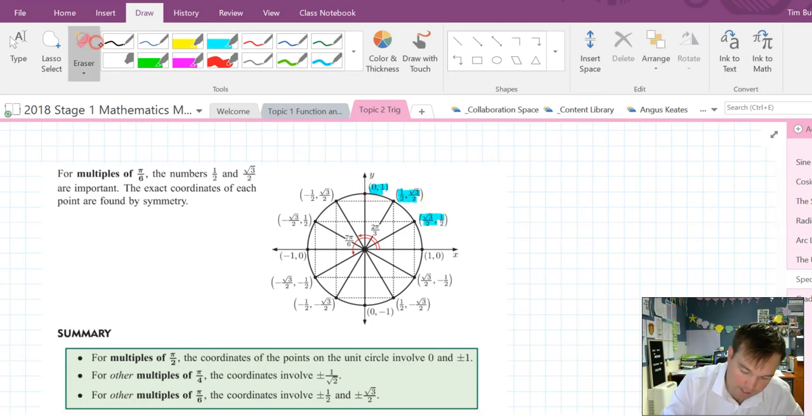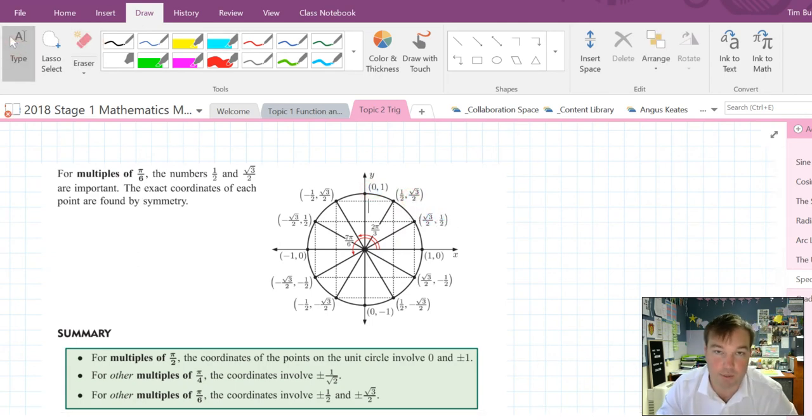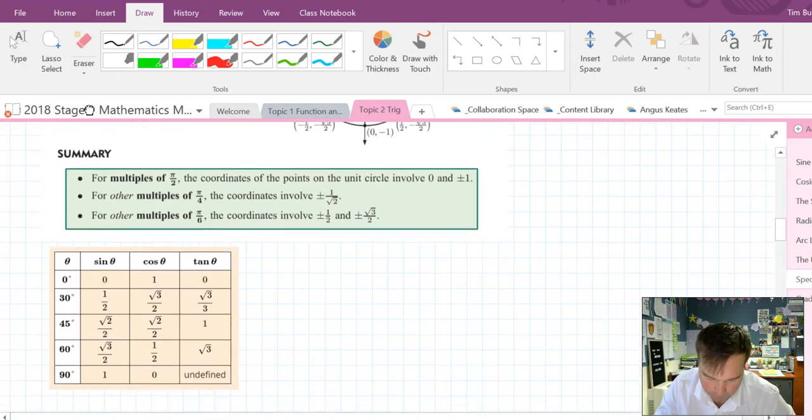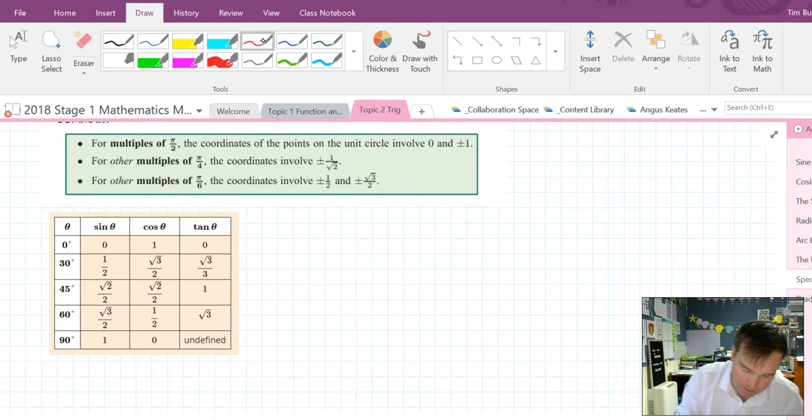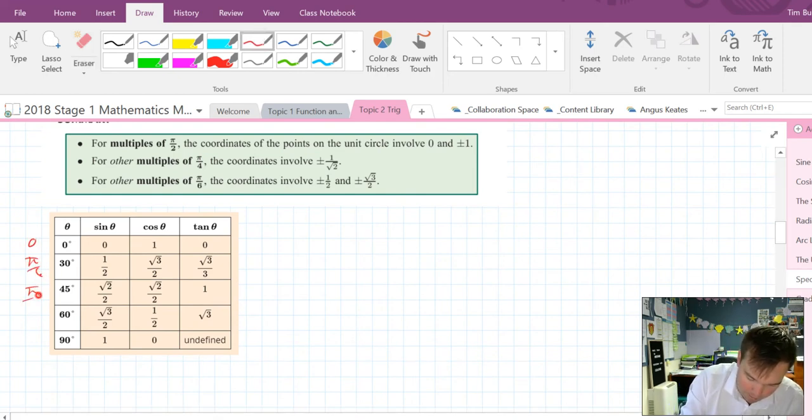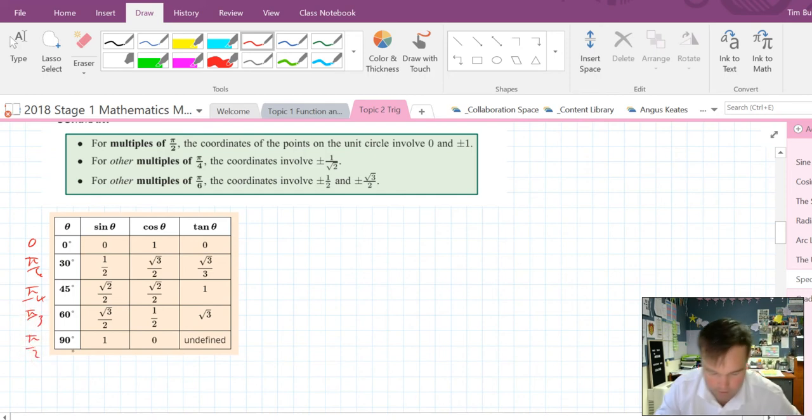You don't have to copy that down exactly. You can just go on OneNote and print it out, or print out that table there. Note that this is, in radians, 0, pi on 6, pi on 4, pi on 3, pi on 2.